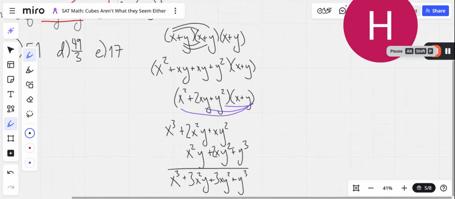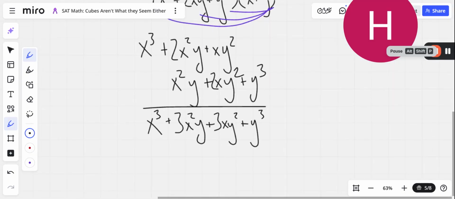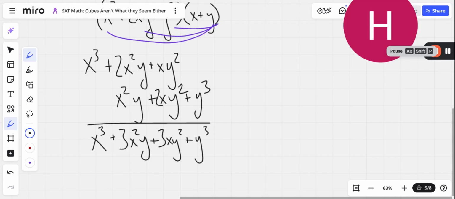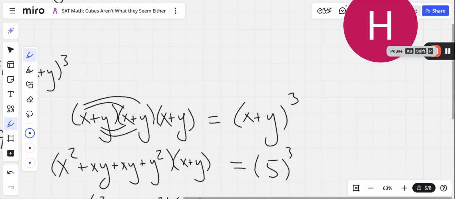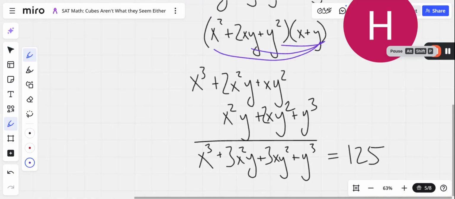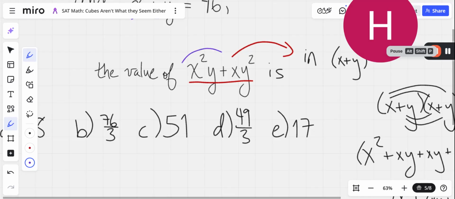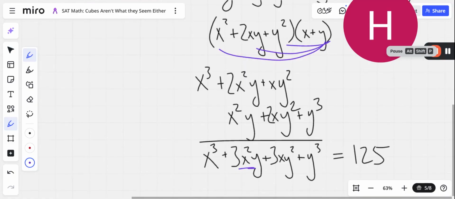Well, there you have it. In case you didn't know what (x plus y) cubed was, there's this really nice expansion. So this is truly what (x plus y) cubed is equal to. So here we have that this is equal to 5 cubed, which of course is 125. But we need to find something completely different. We need to find, again, x squared y plus xy squared, which is in this expansion. It's kind of in there, right? There's an x squared y, and there's an xy squared.